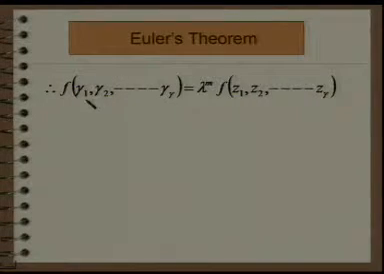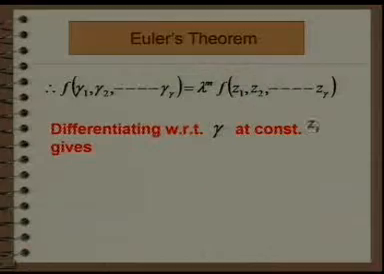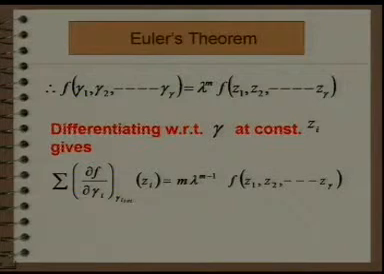If we differentiate with respect to lambda, not gamma, at constant values of z, now gamma 1 is a function of lambda into z1, gamma 2 is a function of lambda into z2. So, gamma 1, gamma 2 all are functions of lambda. So, you will write df by d gamma into d gamma by d lambda. And what will be d gamma by d lambda? Any gamma differentiated with respect to lambda will be how much? It will be the corresponding z. So, you will straight away get this result.